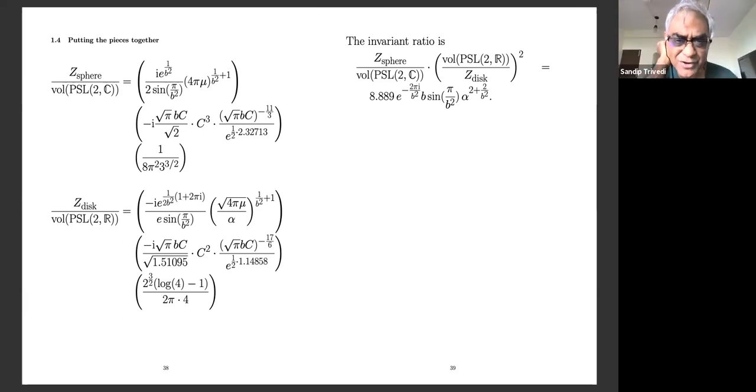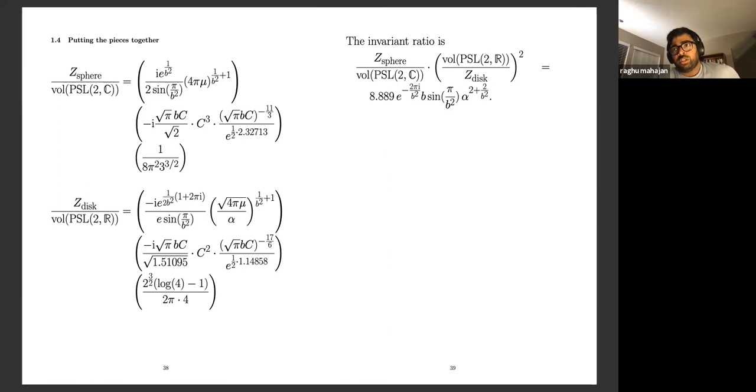I'm sorry, I've forgotten what alpha is. Although alpha was minus 1 over mu b. Minus 1 over mu. Okay, thank you. And we are working in the limit of small positive alpha. Right, so it's just a number that depends on b and mu b.